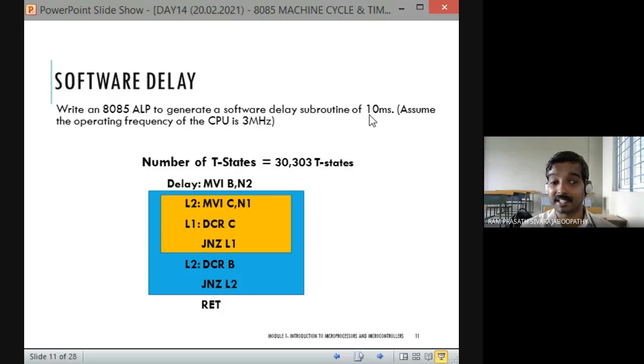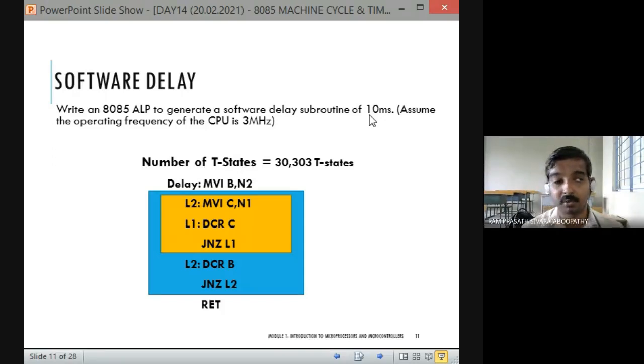For 10 millisecond, you cannot produce exact 10 millisecond. That's the drawback of software delay. Another problem is, I have told you, we are assuming there is no wait state, but in real time there may be some wait state introduced during the execution of an instruction. So that time gets added to the timing. So a delay program can generate only approximate timing. If you need exact 10 millisecond, you have to go for hardware delay.